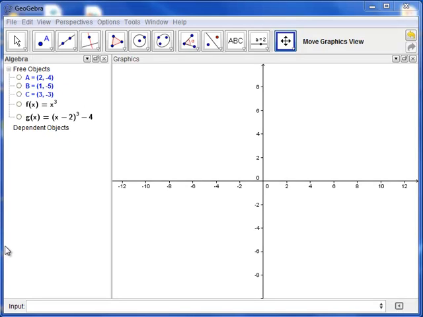Okay, now we'll use GeoGebra to graph this equation. We'll begin with the basic graph of y equals x cubed. It goes through the origin, 1, 1, 2, 8, -1, -1, -2, -8. And we're going to shift this so that the point at the origin ends up at the point 2, -4.